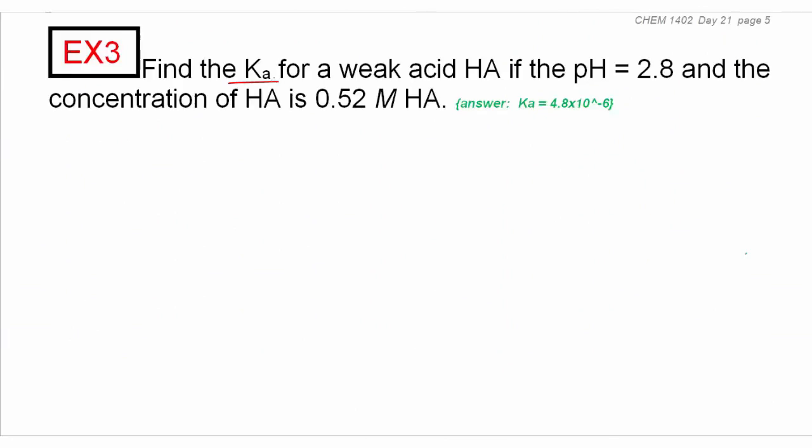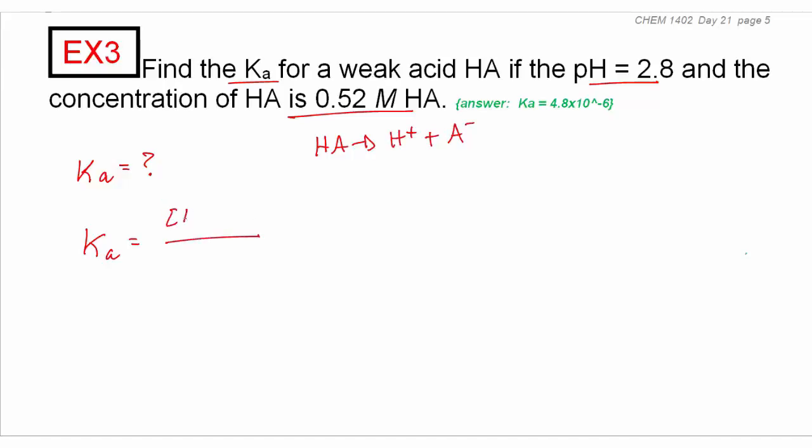Find the Ka for a weak acid, HA, if the pH is 2.8 and the concentration of HA is 0.52 molar. Find Ka. So, well, let's just start with that then. Ka is equal to what? Well, Ka is products over reactants. If you forgot how to write it, just write the Ka reaction. HA goes to H plus and the conjugate base. So Ka has to be the concentration of hydrogen ion, concentration of the conjugate base, all over HA.